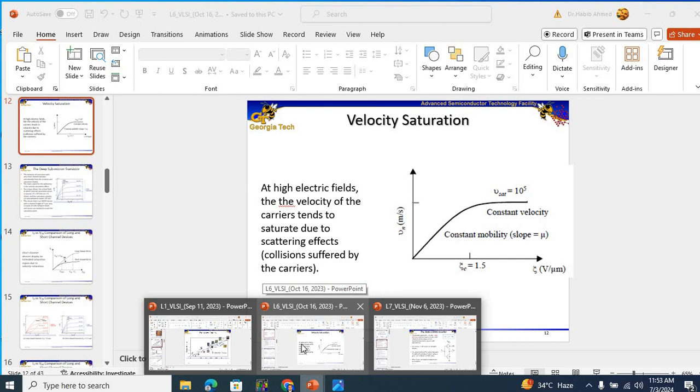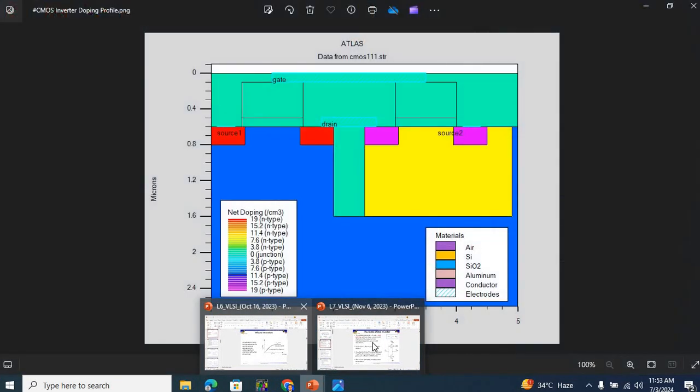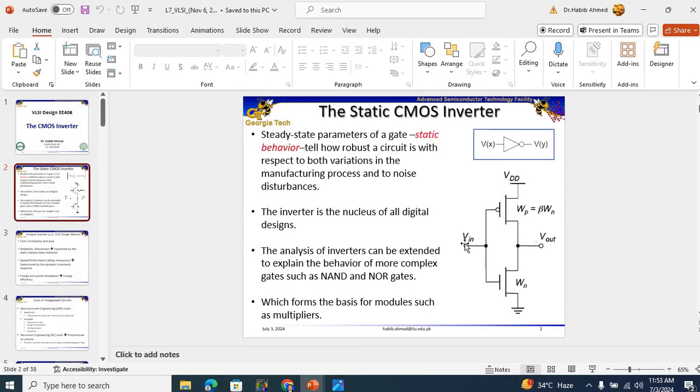Now, let us talk about the CMOS inverter. Why are we interested in the CMOS inverter? The CMOS inverter is a fundamental building block in CMOS technology. The primary function of a CMOS inverter is to invert the input signal. When the input is high, the output is low, and vice versa. This inversion capability is essential for logic operations in digital circuits.